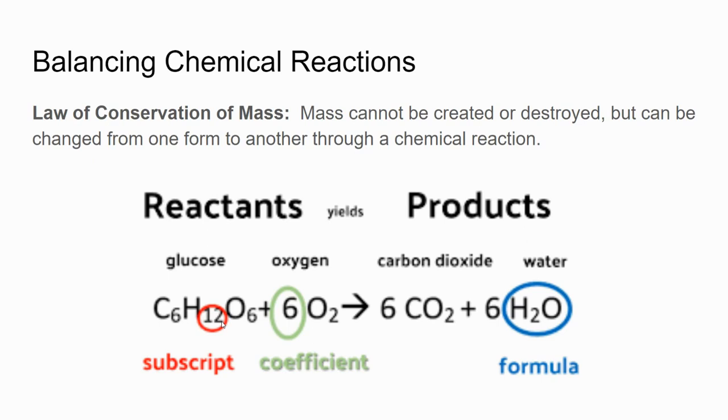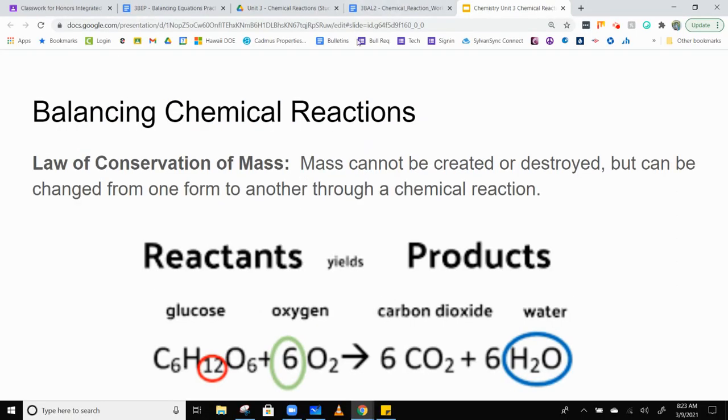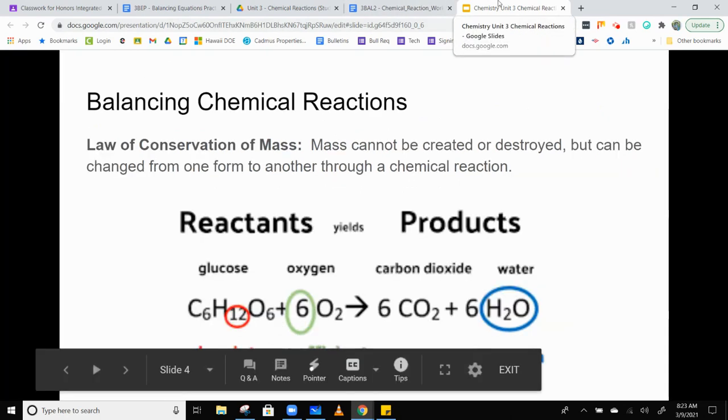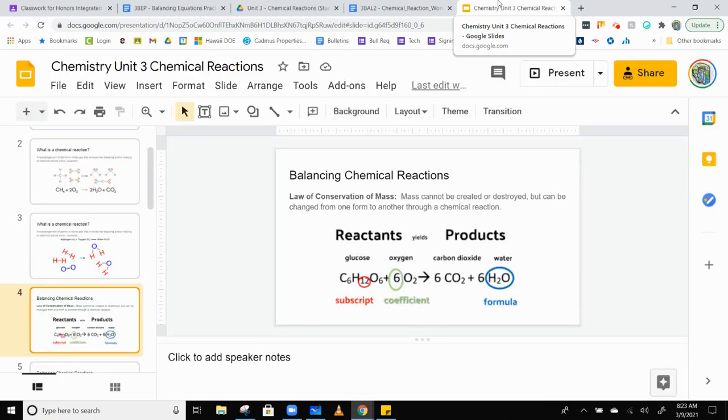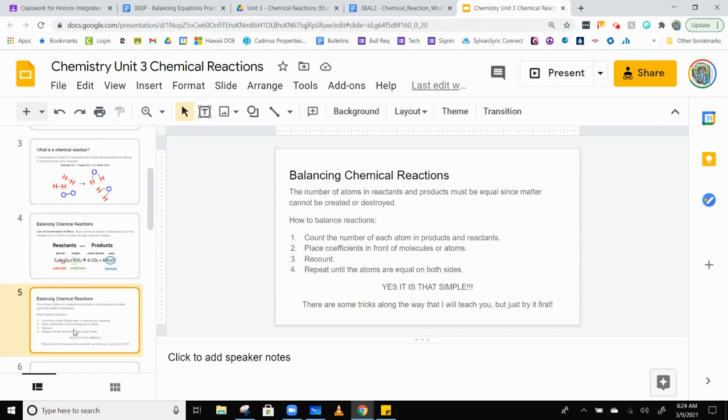But in reality, balancing chemical reactions is a very simple process, but it can be hard depending on what the reaction is. Really the rules are really simple. Oh, I forgot that I have that in the slide. Basically, these are the steps. First, you count the number of each atom in products and reactants. You compare them. Then you place coefficients in front of the molecules or atoms. Then you recount. And then you repeat that until they're equal on both sides.